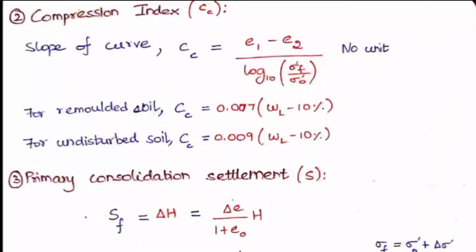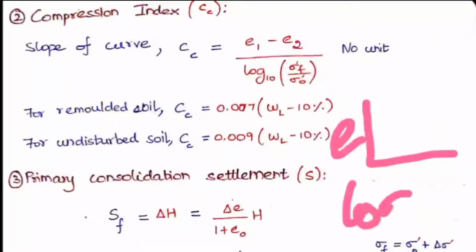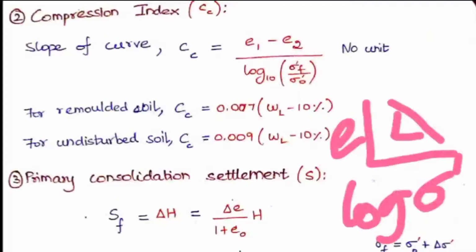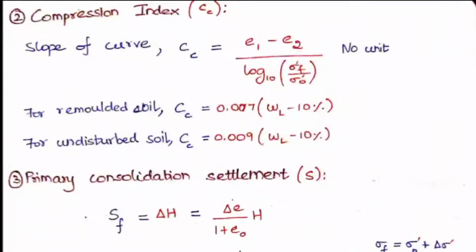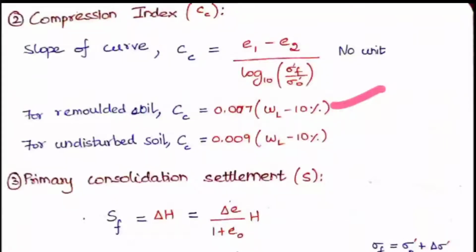The next term is the compression index, Cc. Cc is taken from the slope of the curve. Let us see this graph first. On the y-axis we have the void ratio, and on the x-axis we have log to the base 10 of sigma dash. The graph will be like this. When we take the slope, it is e1 minus e2 by log to the base 10 of sigma_f by sigma_0, the final and initial effective stress. As it is a slope, it has no unit, and there is a simplified formula. We can directly find Cc with respect to the liquid limit. For remolded soil, Cc is equal to 0.007 into liquid limit minus 10%. For undisturbed soil, Cc is equal to 0.009 into liquid limit minus 10%.